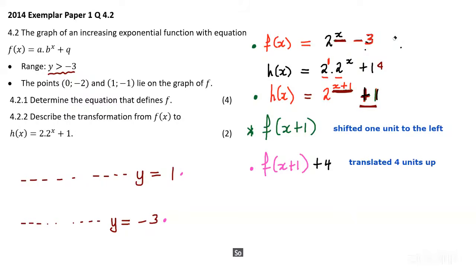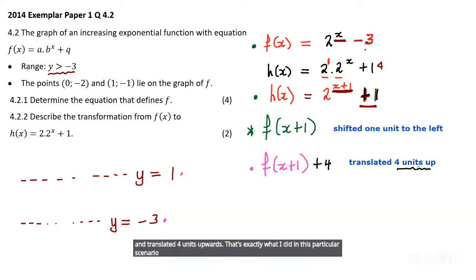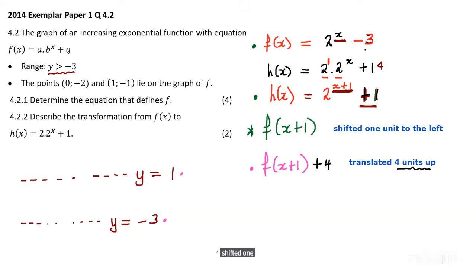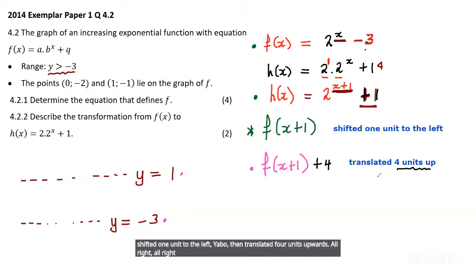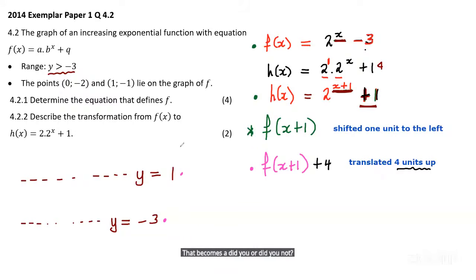So you are describing what happened. I shifted 1 unit to the left and translated 4 units upwards. That's exactly what I did in this particular scenario, and that becomes your answer in essence. Shifted 1 unit to the left, then translated 4 units upwards. Did you or did you not? Come on now, I want to hear.